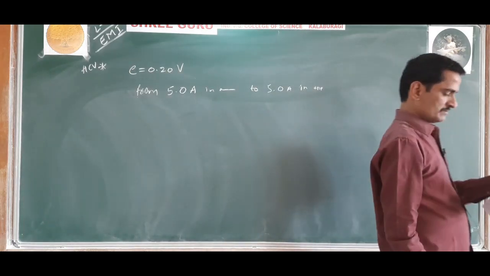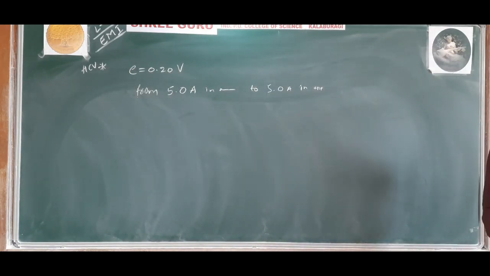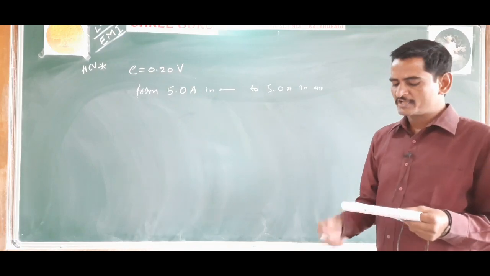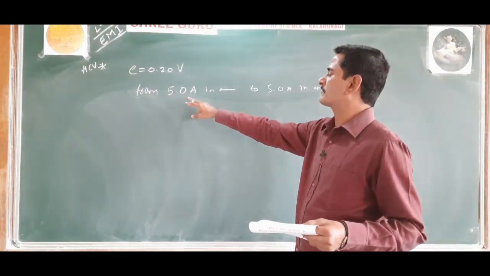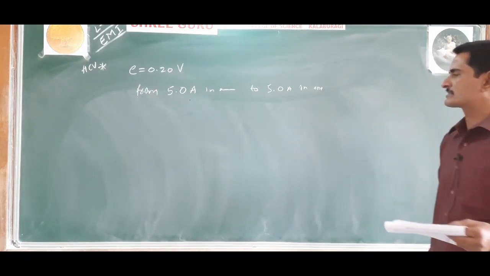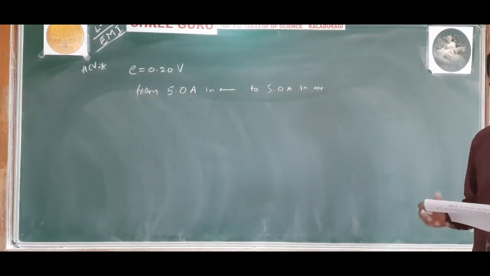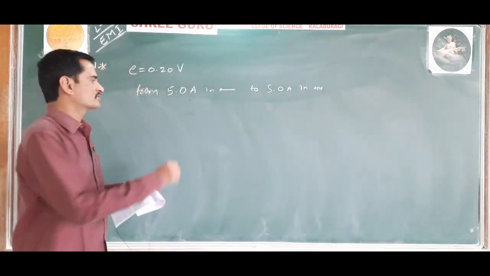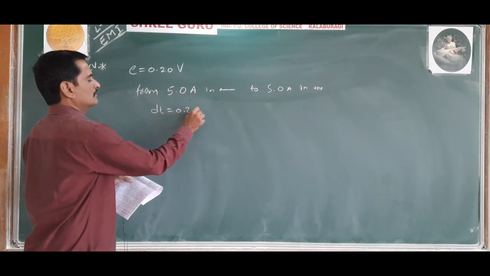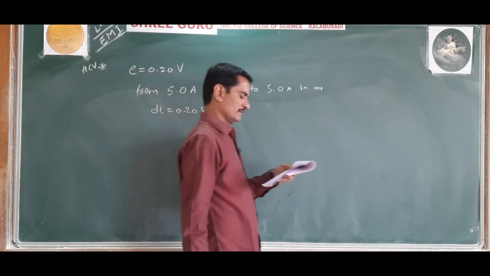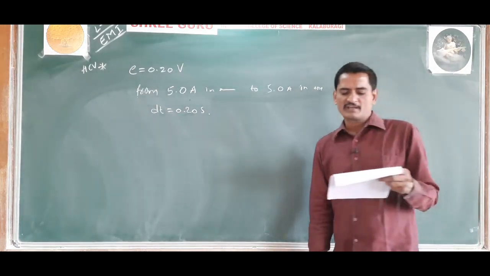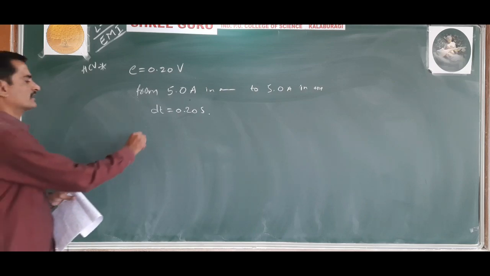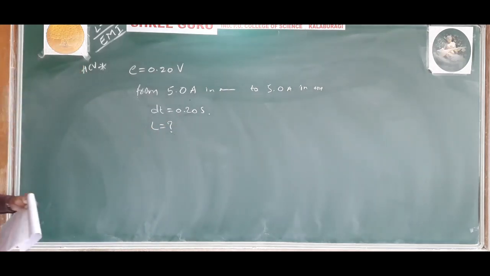An average induced EMF of 0.20 volt appears in a coil when the current in it is changed from 5.0 ampere in one direction to 5.0 ampere in the opposite direction in 0.20 second. Find the self-inductance of the coil.